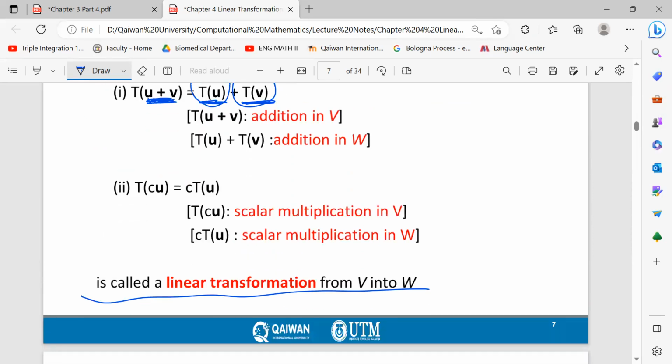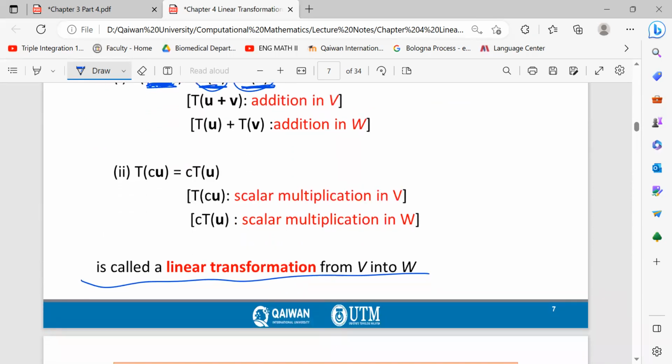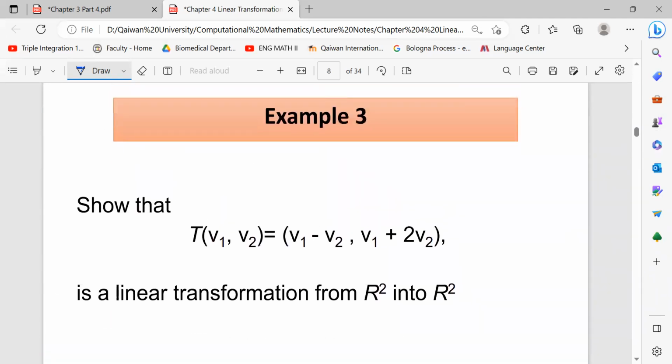Okay? That's it. And if we multiply a scalar by any vector in the domain, we must get the scalar multiplied by the image of the vector. T of Cu must equal C times T of U. If any function satisfies these two conditions, it is called a linear transformation. We take some examples about that.